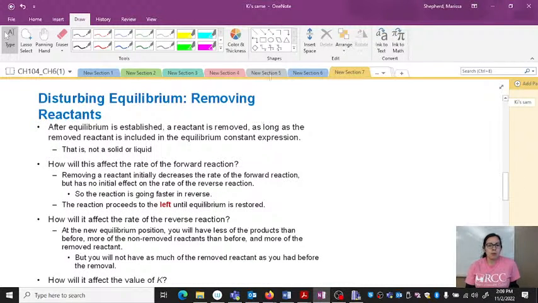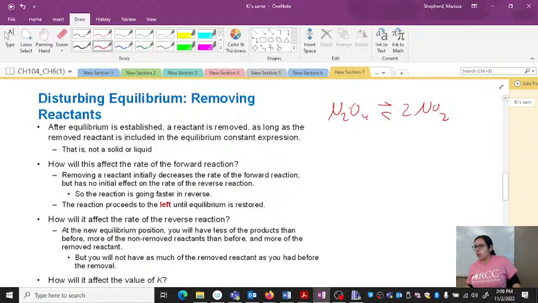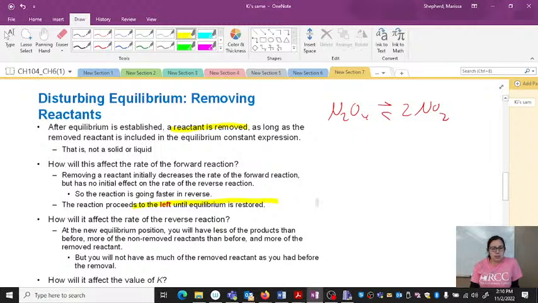So what happens if you remove a reactant? Now we'll go back to N2O4, looking at this reaction. If we remove our reactant, which way do you think that's going to drive the reaction? To the left, exactly. If we take away some of the reactant, now we need to get back to equilibrium. That means our products are going to go backwards and make more reactants. So again, reactant removed, then it goes in the reverse direction, proceeds to the left to replace that removed N2O4 until we get back to our equilibrium.